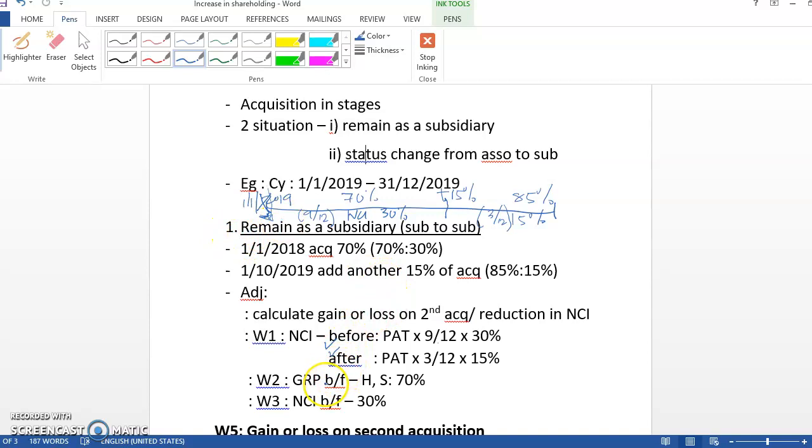That's why when we calculate the GRP, we will take the total of holding and also the subsidiary, and the percentage of the subsidiary is only 70%, because at the beginning of the year the percentage of the subsidiary is only 70%. They haven't added another 15% yet, because the additional 15% is on the 1st October. Okay, since in working number 2 the subsidiary is 70%, therefore in working number 3, which is the NCI, you will take the 30%. Alright? Okay.